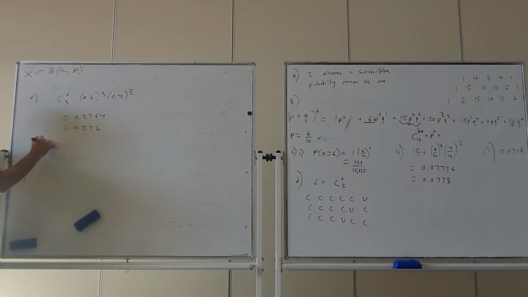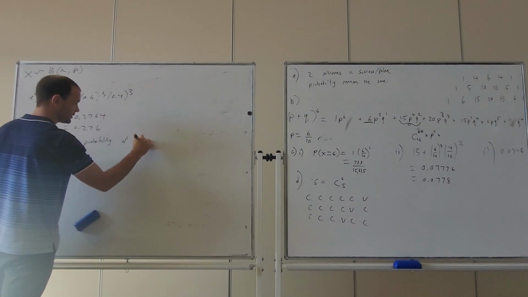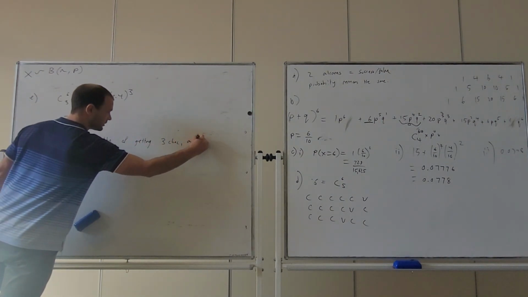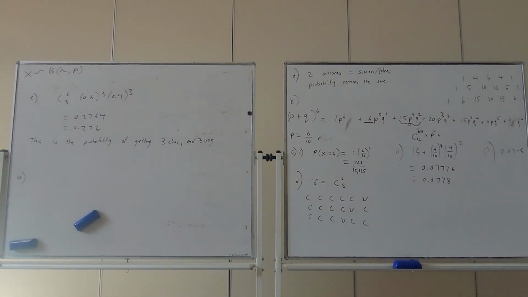This is the probability of getting 3 chocolate bars and 3 veggie bars in any order, right? Doesn't matter what order it happens in. There's 20 ways that can occur.